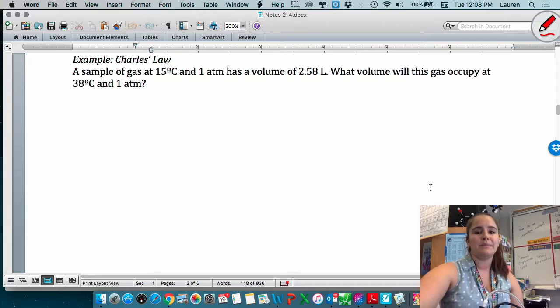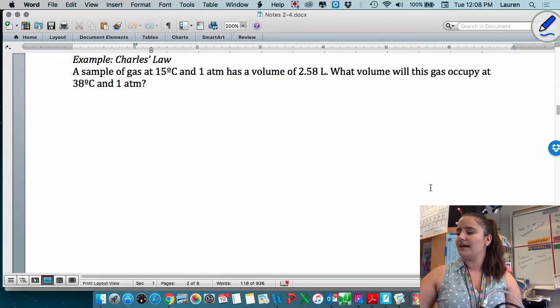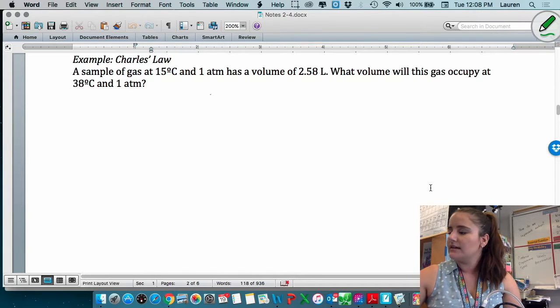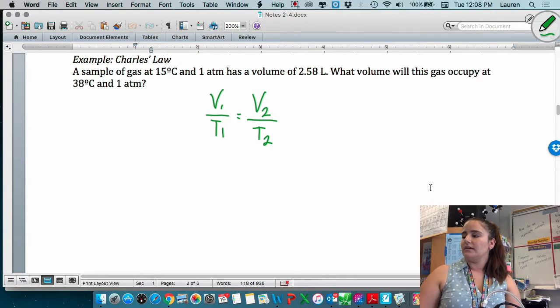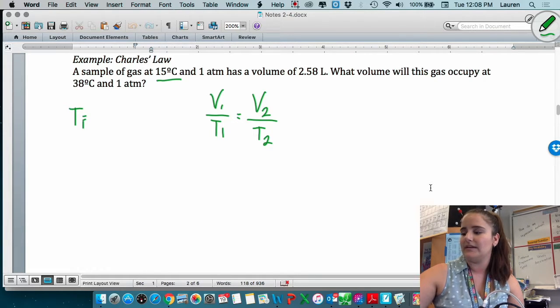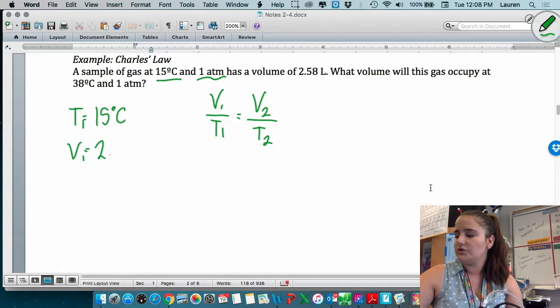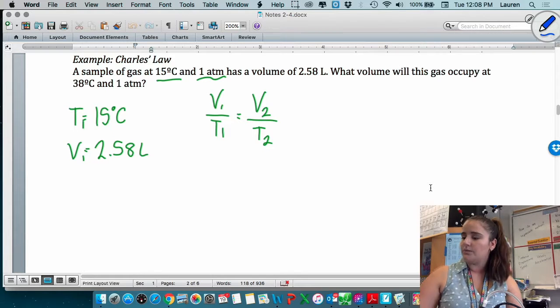So let's do a problem like this. Okay, a sample of a gas. Oh, let's write the equation first for you guys. V1 over T1 equals V2 over T2. Okay, a sample of gas at 15 degrees Celsius. So my T1 is 15 degrees Celsius. And 1 atmosphere has a volume of 2.58 liters.